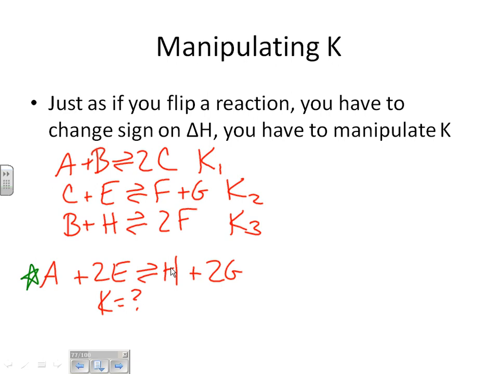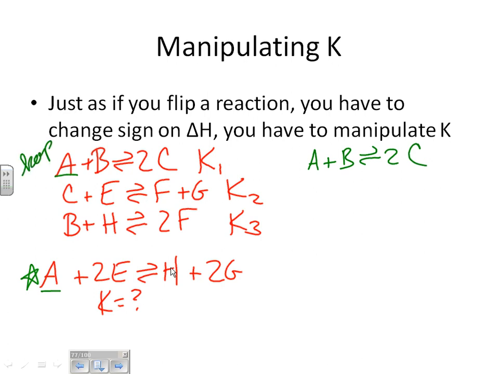So when I see this target reaction, I notice that I have A, and you look at its location and how many of it you have. In this case, I need 1 A in my target reaction, just one, and I need it to be on the reactant side. Well, this reaction, as written, already has A, just one of them, on the reactant side. So I'm going to keep this reaction as it is. A plus B. I'm going to rewrite it because I'm going to do all my canceling on this side.